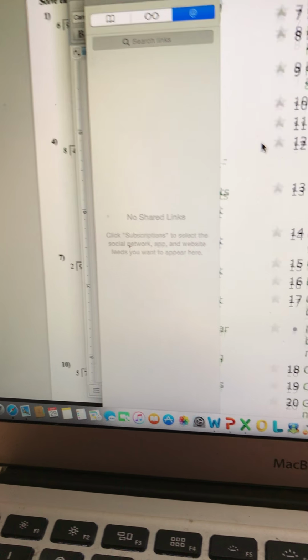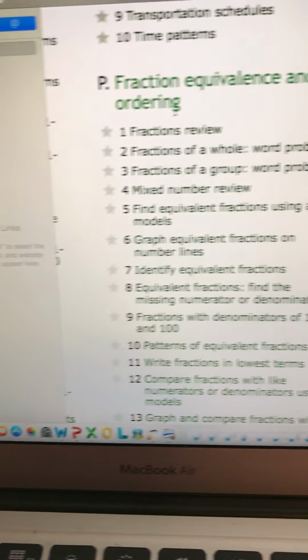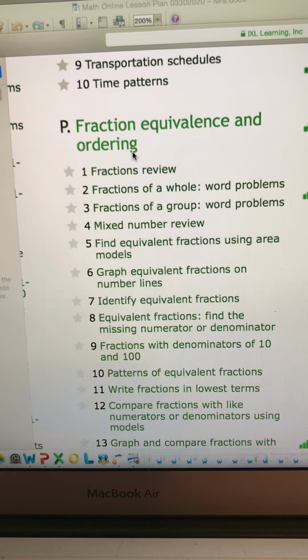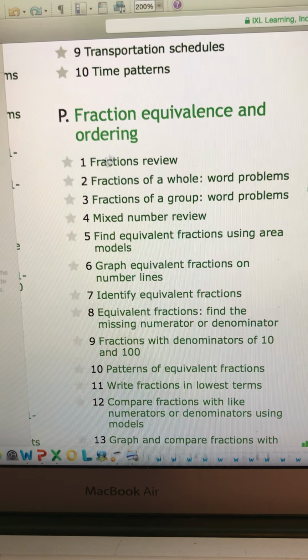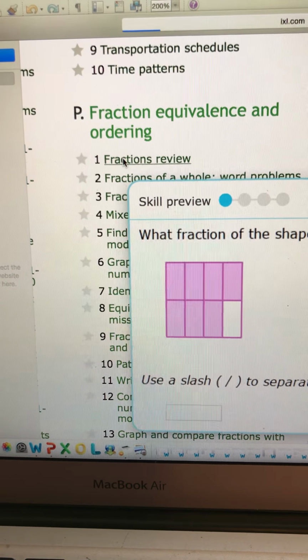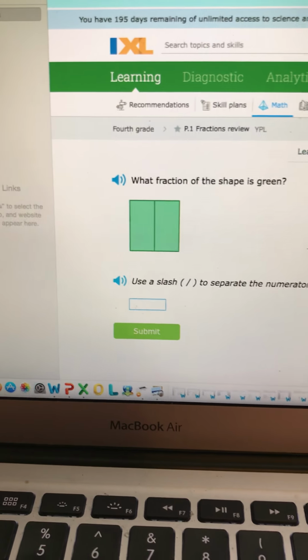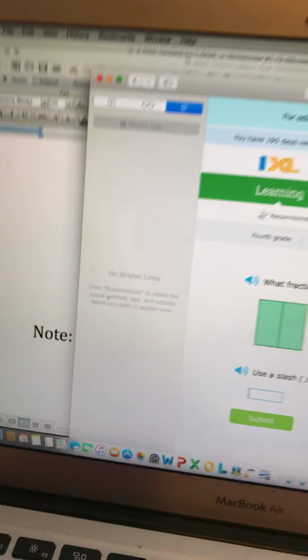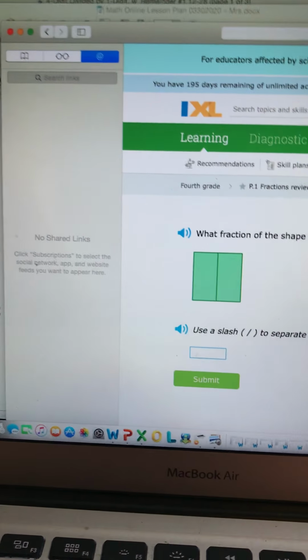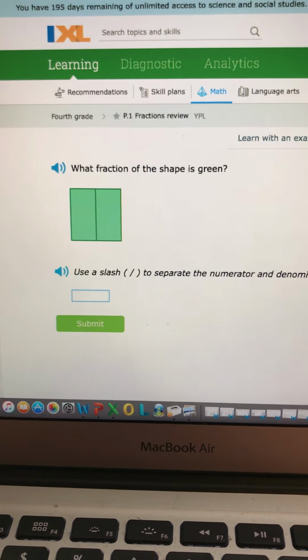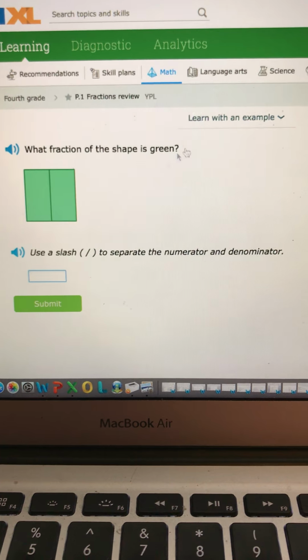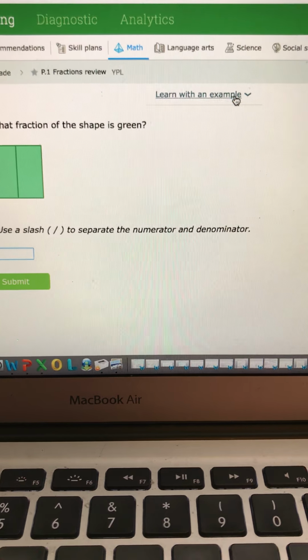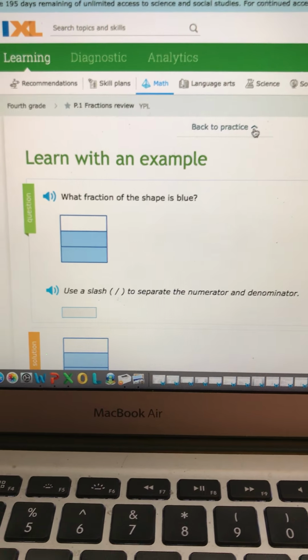Okay, so let's go back to reviewing fractions. So I will click on number 1, fractions review, and I'll bring it up. Now, it says learn with an example. So let's look at that, and this will help us review.